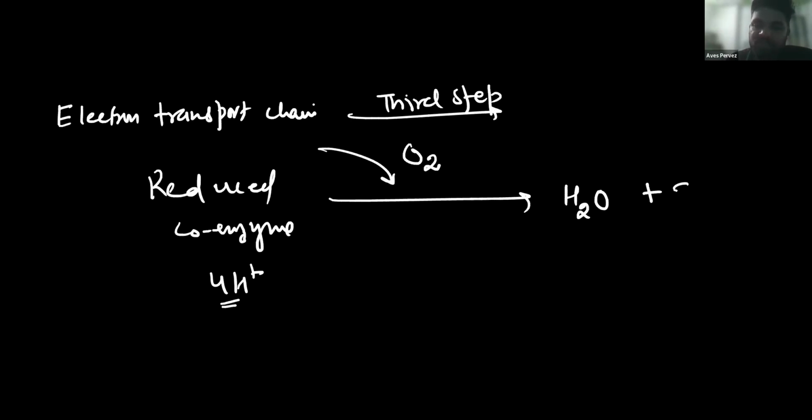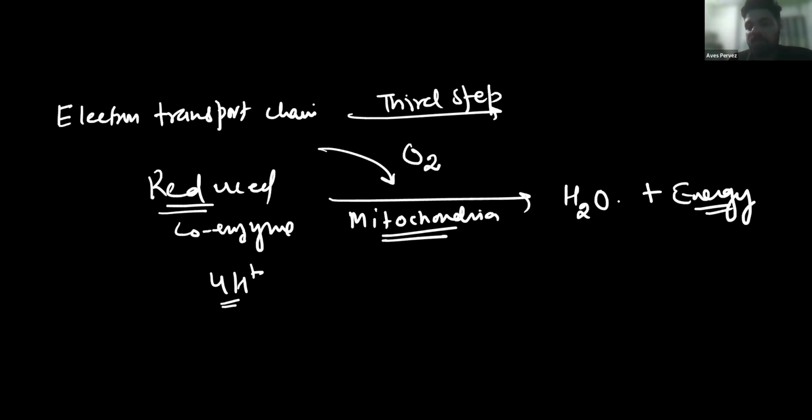And moreover, energy is produced. You know that when hydrogen burns, it gives a large amount of energy. So the fuel that we are burning is the hydrogen fuel, you can say. So the reduced coenzymes produced in the Krebs cycle get the oxygen in the mitochondria. This step also occurs in mitochondria, and gives you water and energy.